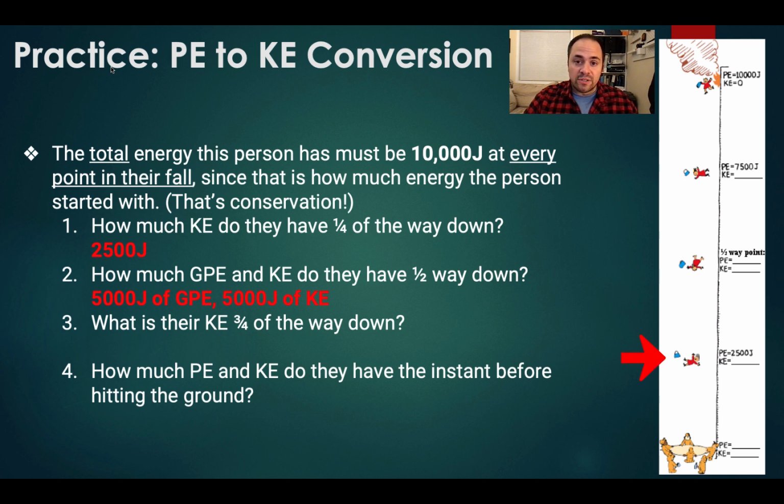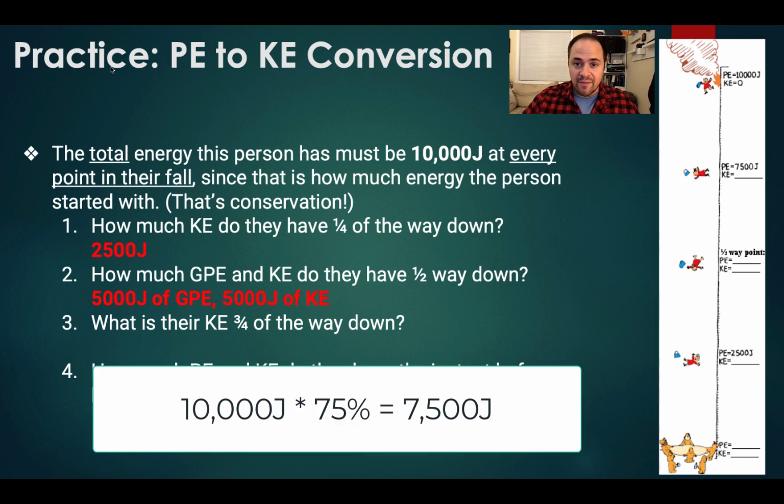At 3/4 of the way down, they've lost 3/4, or 75% of their height. That means they've lost 75% of their potential energy, and that 75% loss of potential energy is a gain of kinetic energy. 75% of their energy is now kinetic energy. So that answers our question. 75% of total energy, 10,000 joules, is 7,500 joules.